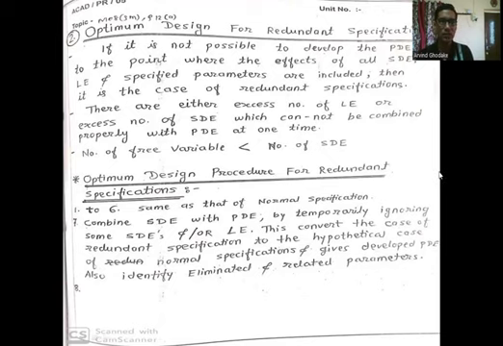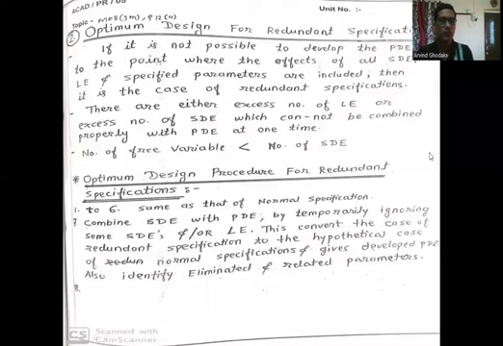So there are either excess number of limit equation or excess number of subsidiary design equation which cannot be combined properly with the primary design equation at one time. Then there will be the need of the optimum design for redundant specification. Also, if number of free variables are less than number of subsidiary design equation, then also we have to go for the optimum design with redundant specifications.